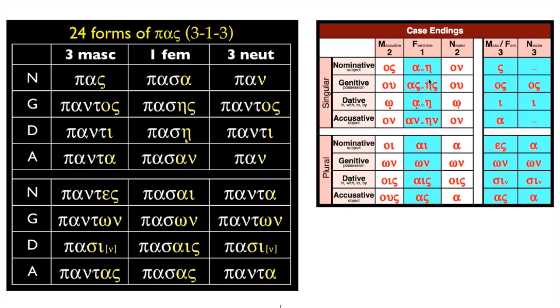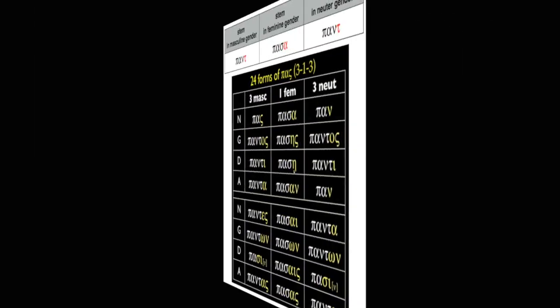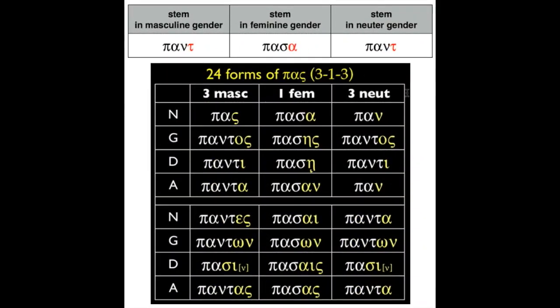In the feminine, we tack on these endings. So in the feminine, it's pasa, pases, pasan, pason, pasais, pason, pasais, pasas. Very cooperative, right? Following the feminine declension here perfectly. And in the neuter, we're back to third declension. So we pop over here, right? So it becomes pan, pantos, panti, pan, panta, panton, pasi, panta.